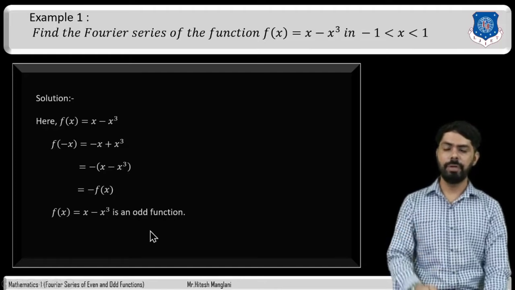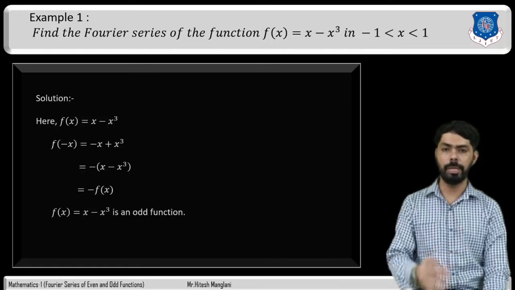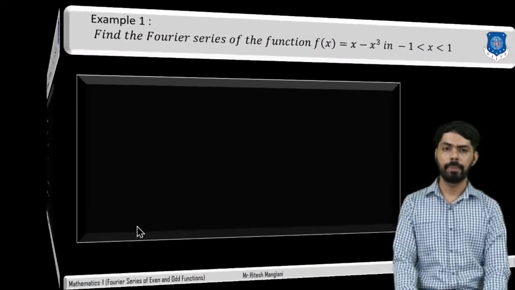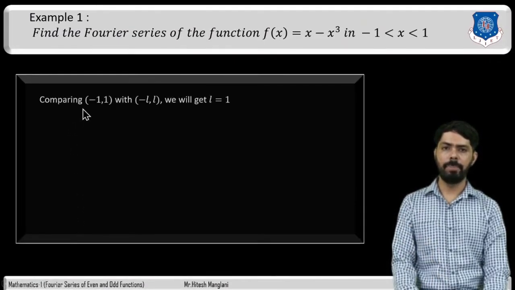Now, as we have discussed earlier, if f of x is an odd function, then no need to find out a0 and an, because a0 and an will be 0. Hence here a0 and an will be 0. Therefore, we will find out the value of bn only. Now first of all, we will have to find the value of L. So comparing minus 1 to 1 with minus L to L, we will get L is equal to 1.